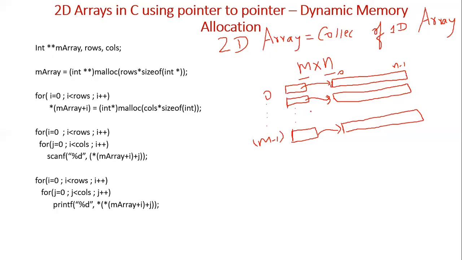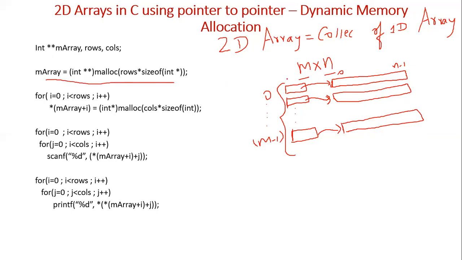So what is our first intention? The first thing is we need to create m pointers. If the number of rows is m, then we need m pointers. The number of pointers that you need depends on the number of rows. That is achieved by using this statement. This statement will create m pointers.